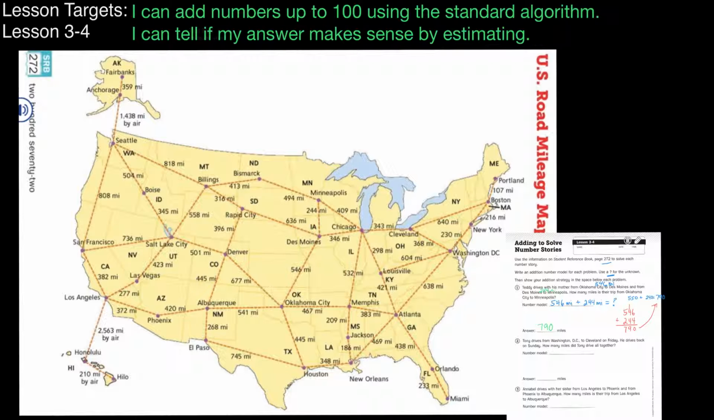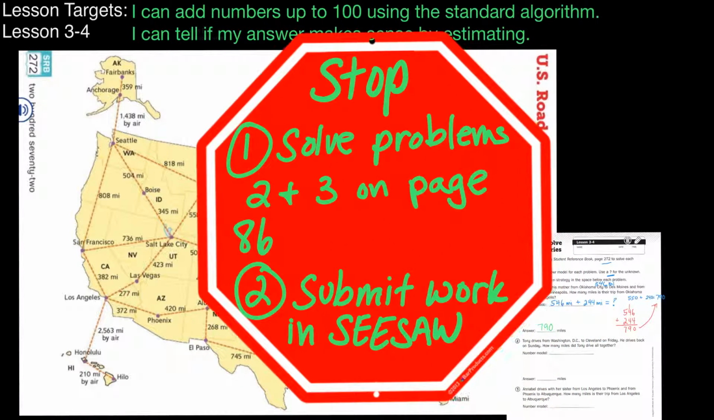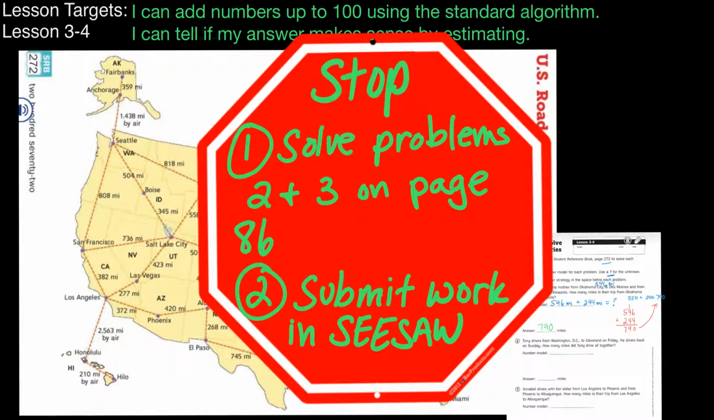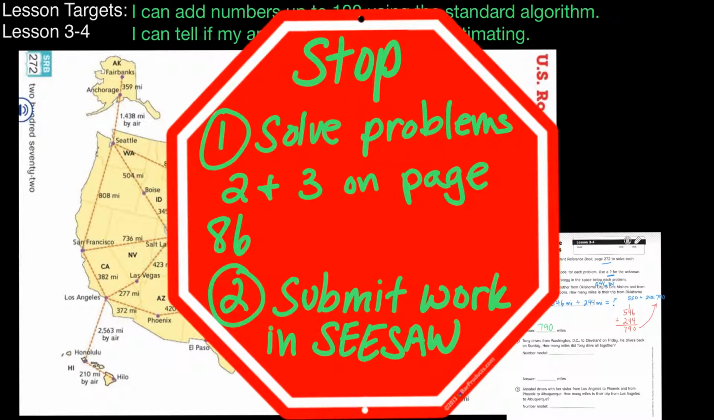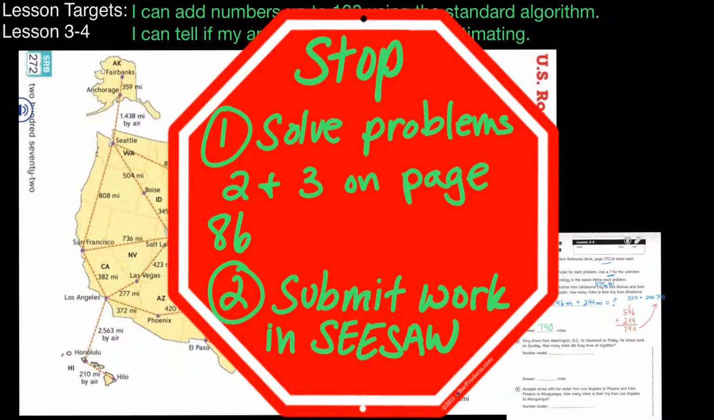Remember that as you solve problems 2 and 3, look back to how I solved them in here. Make sure you're using your map carefully. Right now I'm going to have you stop and solve problems 2 and 3 on page 86, the page we just were solving on. When you're finished, please submit that work in Seesaw and then follow the rest of the procedures today for math. Awesome job. Looking forward to seeing your work.